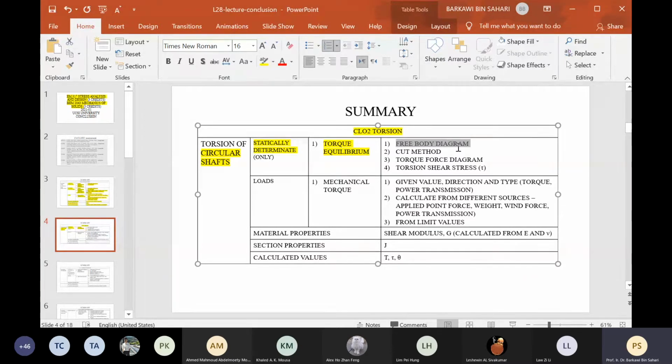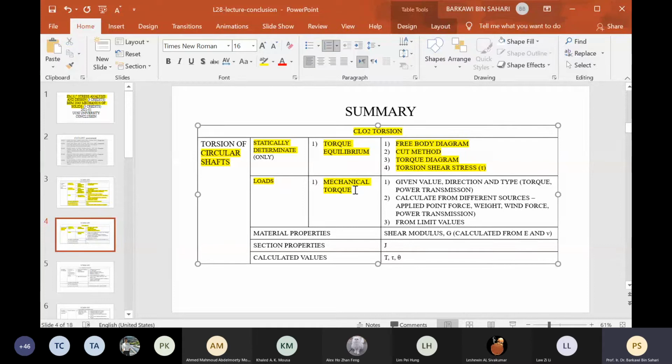And you also need free body diagram, cut method, torque diagram, torsion, shear stress. Torque diagram, in other words, torque at different parts of the shaft. And these are the techniques that you need to use, and torsion shear stress. The loads associated with torsion work is usually mechanical torque. We don't cover any other type of torque.